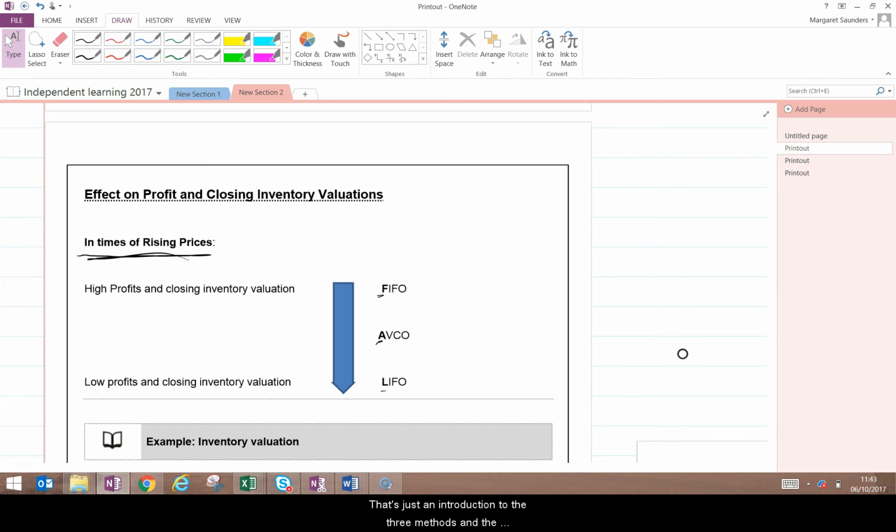So that's just an introduction to the three methods and the effects that they have. There is another video which will now look at how we actually record these movements of stock or inventory into and out of the organisation on what are referred to as stores ledger cards.